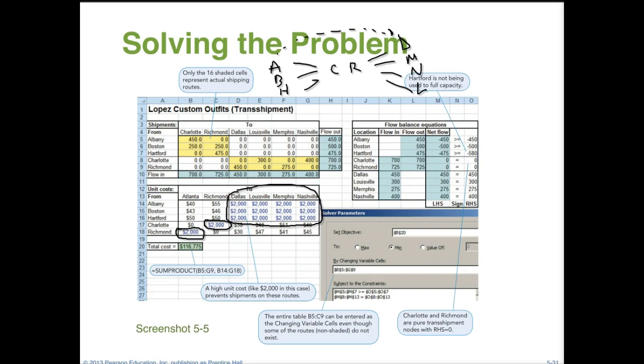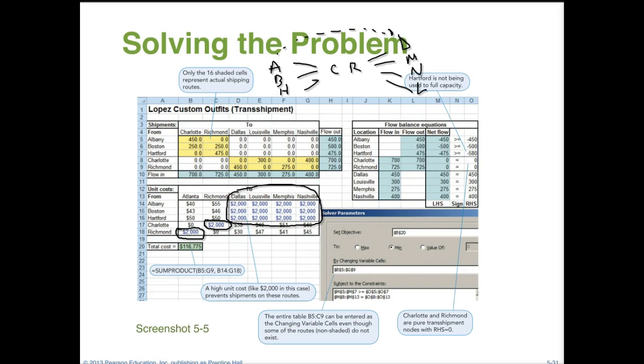So we use these 2000s here, or you can use any number, but it has to be significantly larger than some of the other prices that we have. We use those numbers to basically price out those options. And that is the point of that. Since the Excel Solver, when it looks at all this, is going to look at rows at a time, you want to make sure that you have something in place of that. You just don't want to put 0, because if you put 0, then it's going to say, well, hey, it's free to ship all this stuff there.